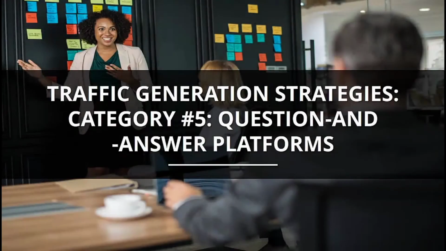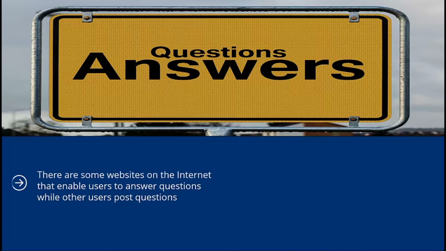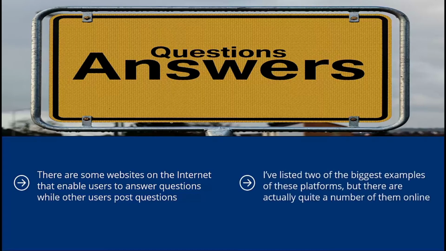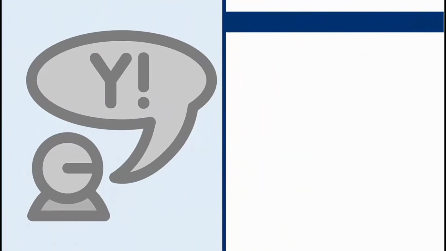Traffic generation strategies, category number 5, question and answer platforms. There are some websites on the internet that enable users to answer questions while other users post questions. These community platforms are very useful, especially when it comes to highly specialized information. I've listed 2 of the biggest examples of these platforms, but there are actually quite a number of them online.